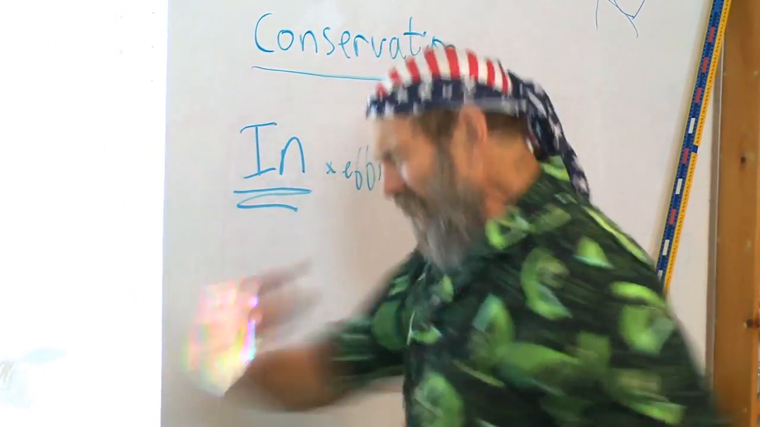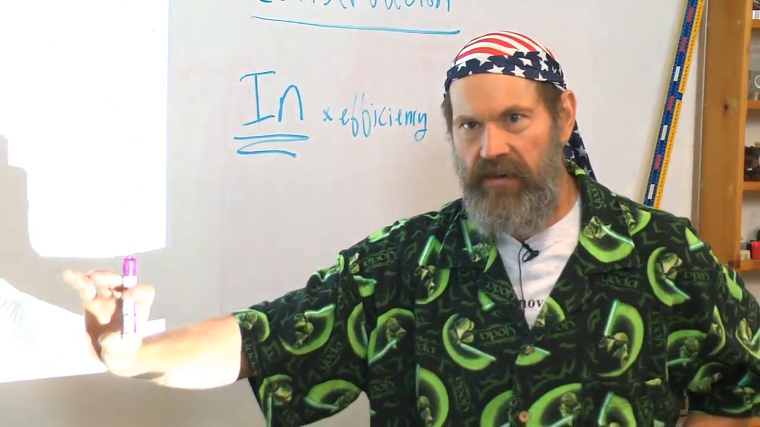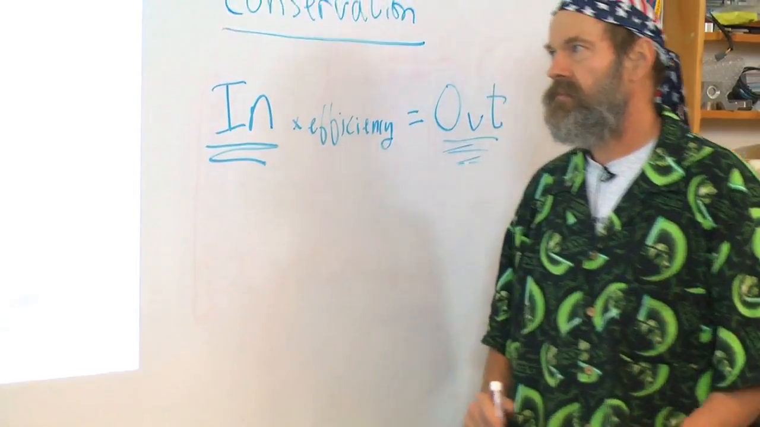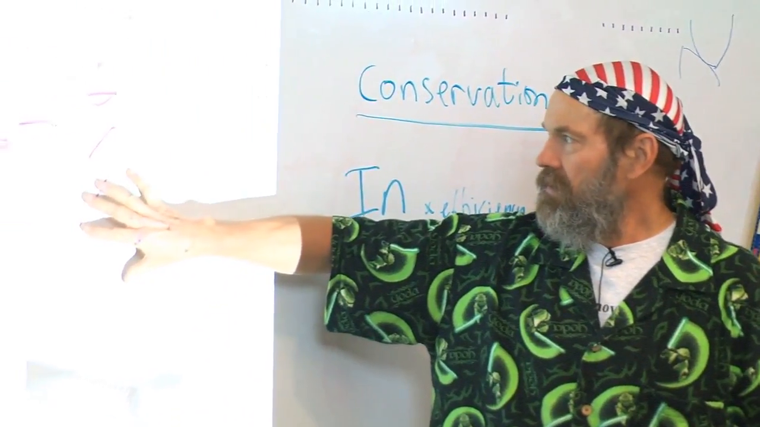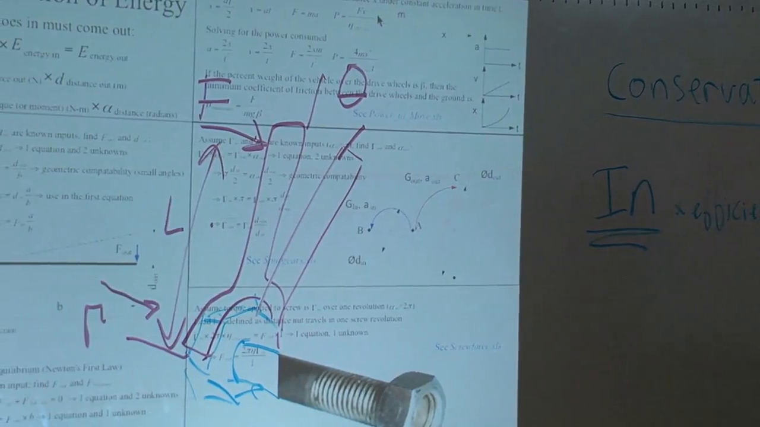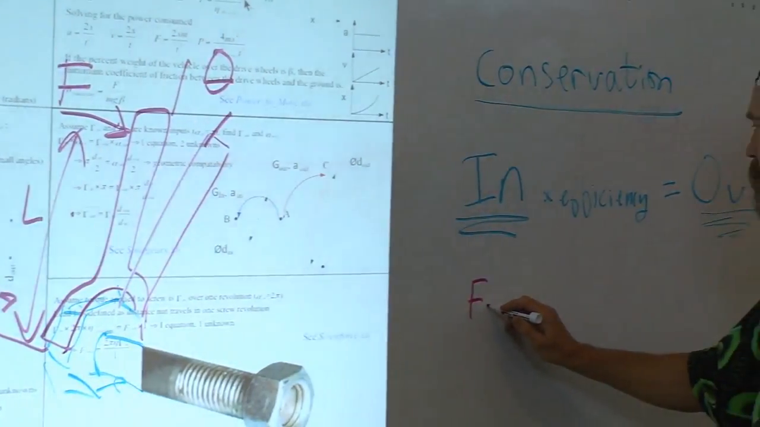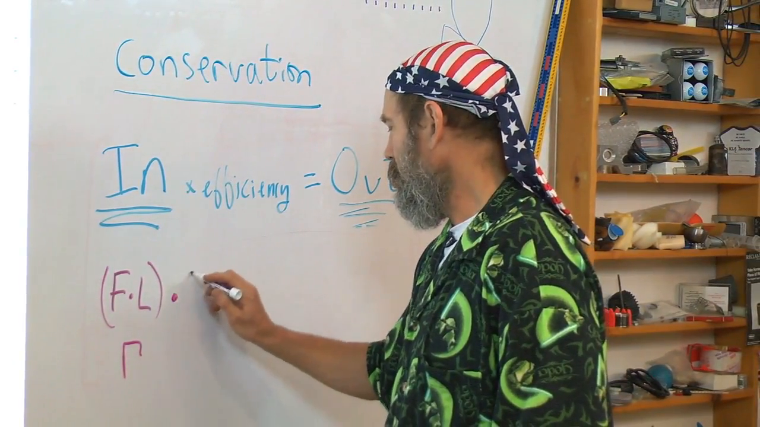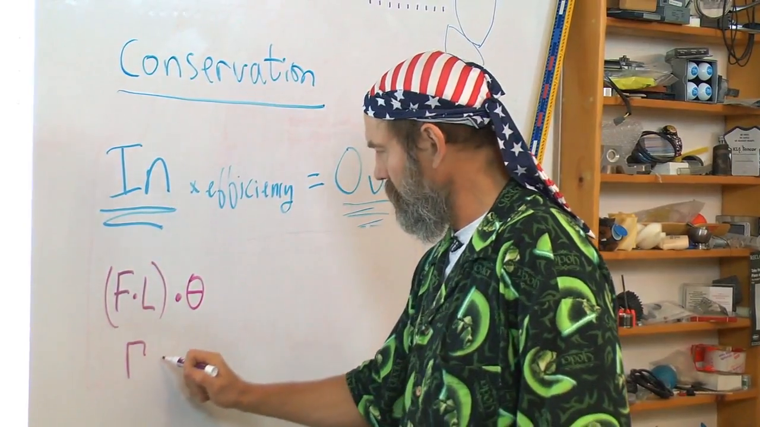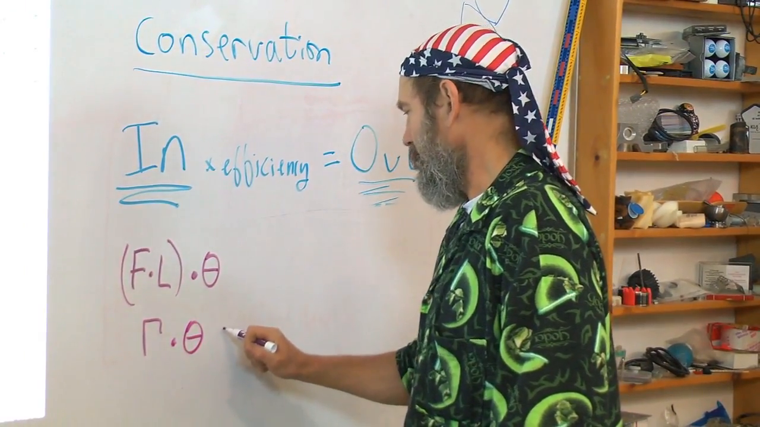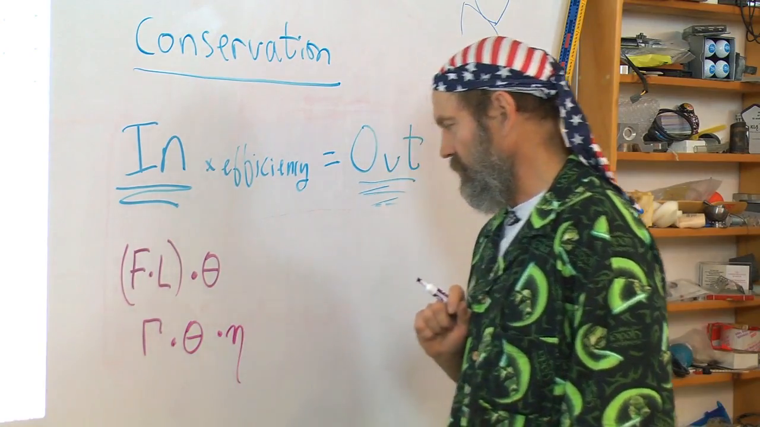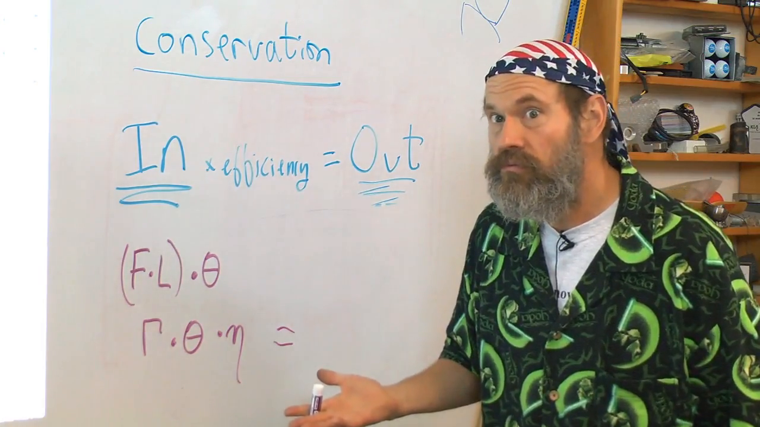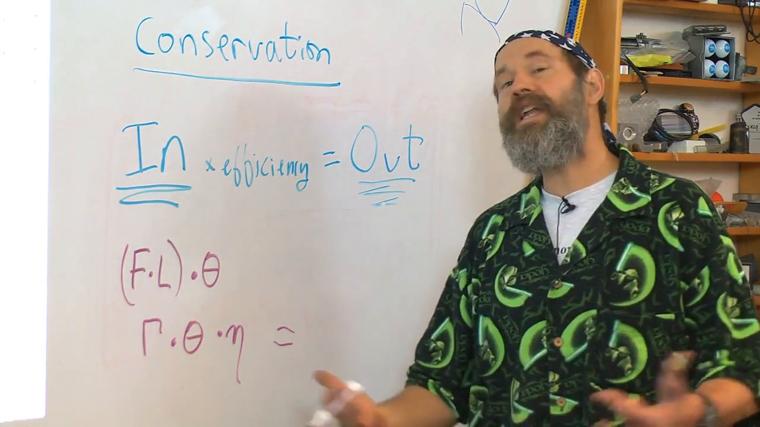Power, force applied, power times velocity. Okay? What is that? The in, force times the length, which is a torque, and we're going to apply it over some angle theta, it's the twist, and then we'll have some efficiency, that little fancy n, equals, and what do I get out? What do you want to get out?